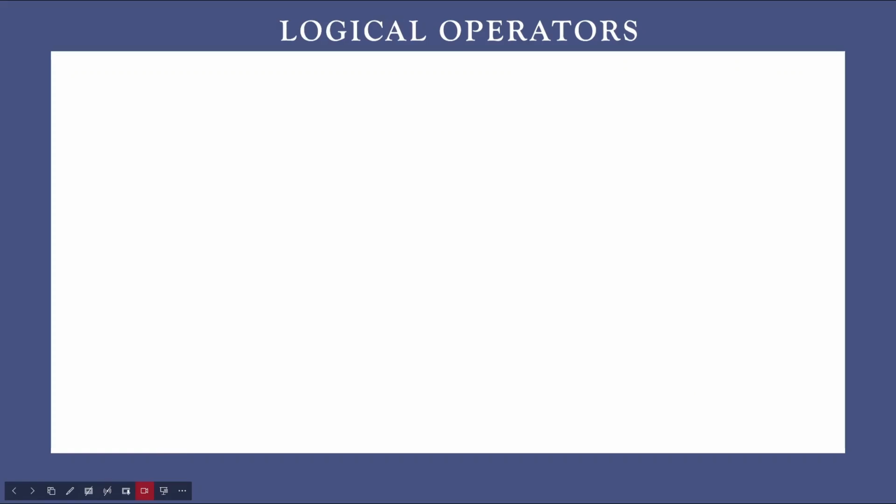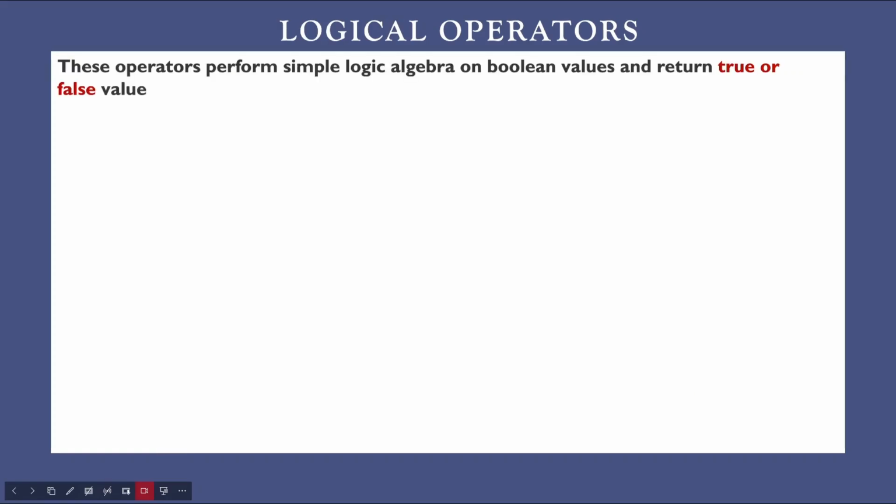The next type of operators are logical operators. Logical operators will perform simple logical algebra where they take input. The input should be either a true input or a false input. On that, it will perform the operation and give again a true value or a false value. To understand that better, we will see an example.